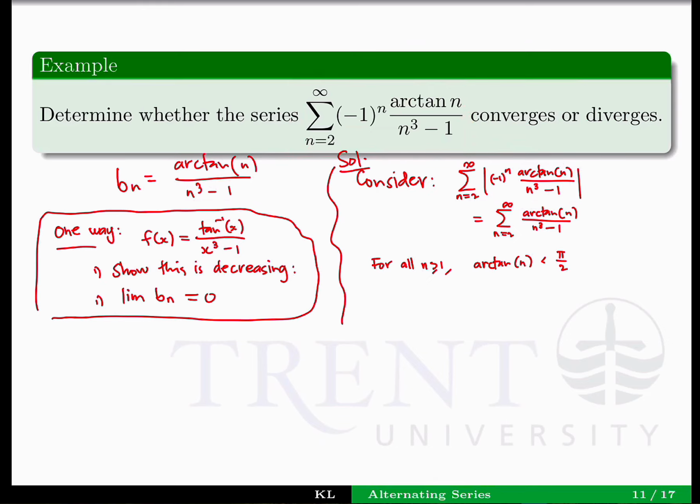Which means that arctan of n over n cubed minus 1 will be less than pi over 2 over n cubed minus 1. Furthermore, this is what we have. From this inequality, we will now consider the sum of pi over 2, 1 over n cubed minus 1.